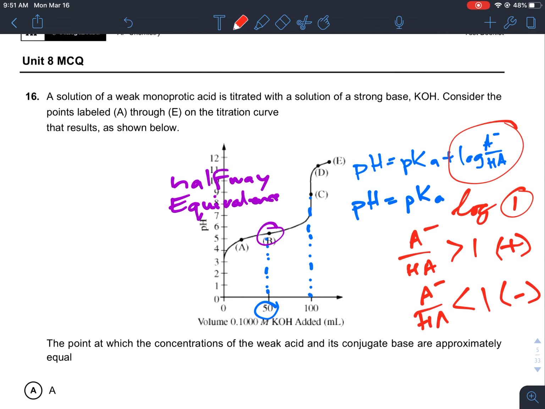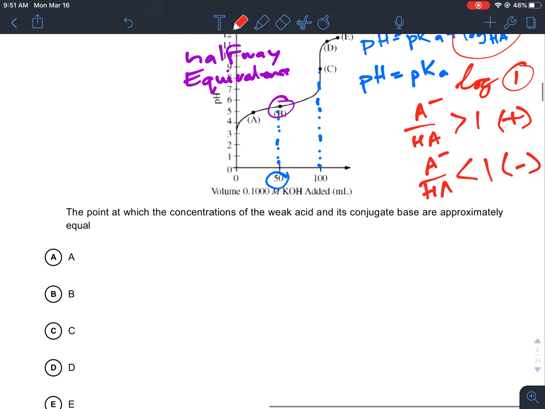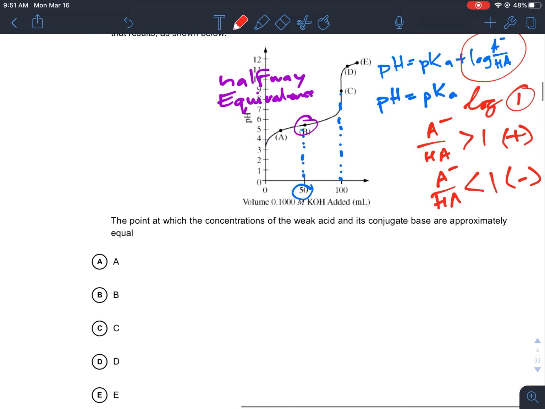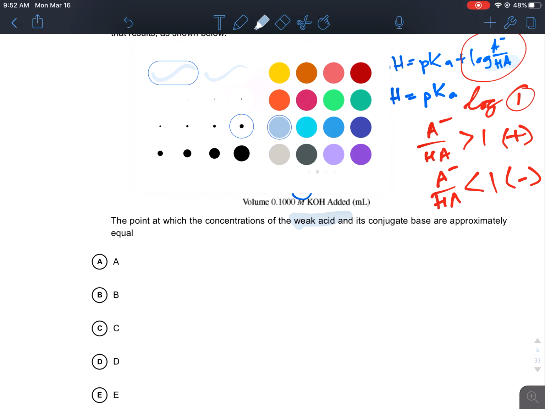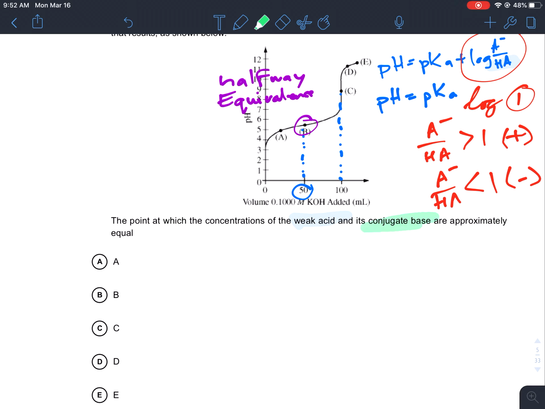All right, let's get back to this question. The point at which the concentration of the weak acid, the HA, and its conjugate base, the A minus, are approximately equal. That's called the halfway equivalence point. That answer is B.